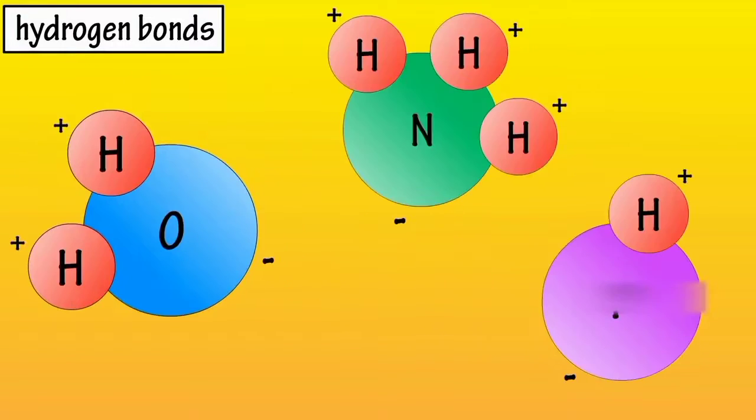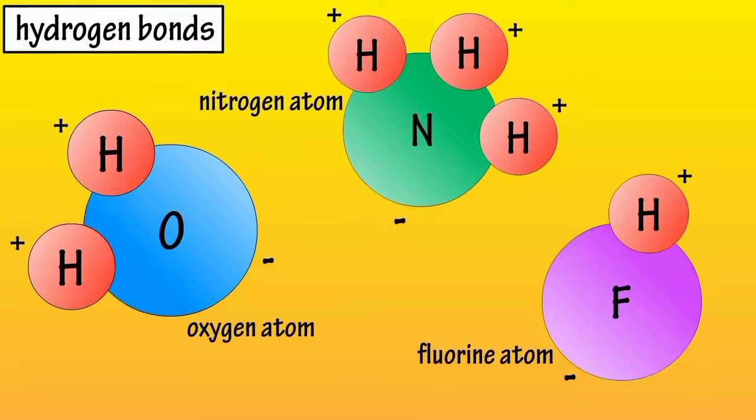Hydrogen bonds only form between hydrogen atoms that are covalently bonded to an oxygen, nitrogen, or fluorine atom. Hydrogen bonds are also important in the structure of proteins and nucleic acids, which we will cover in later videos.